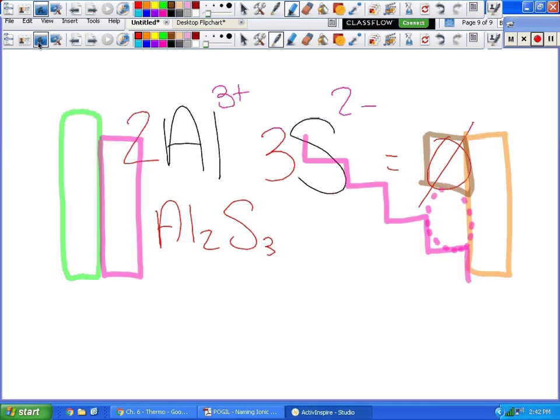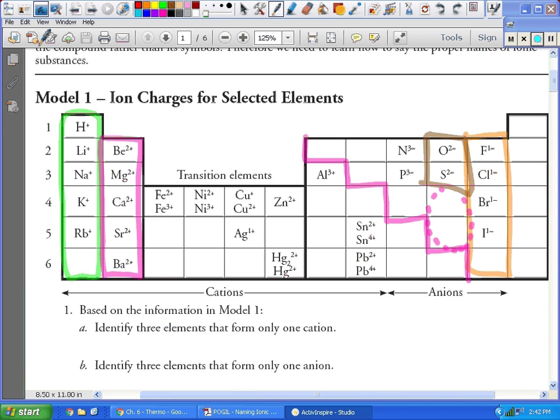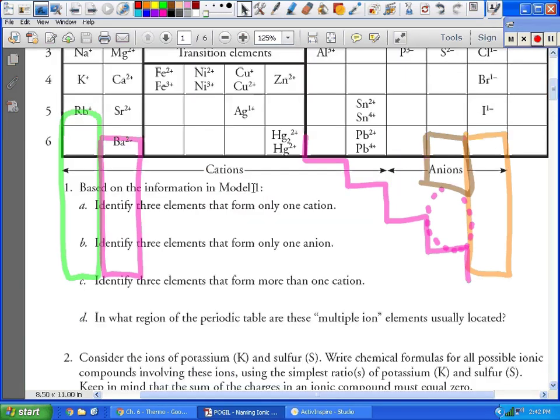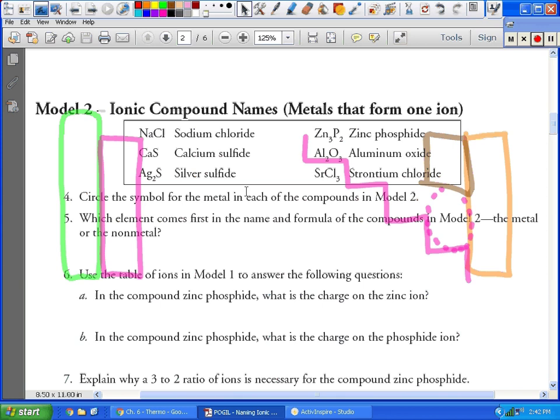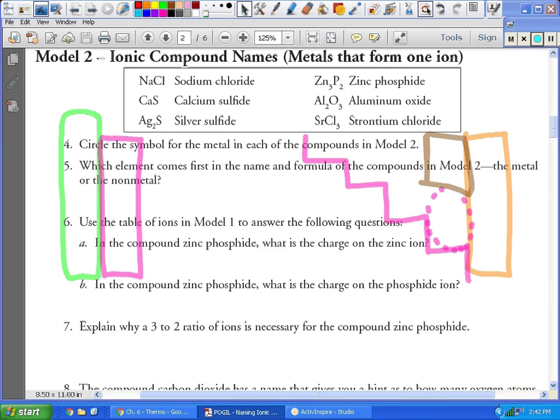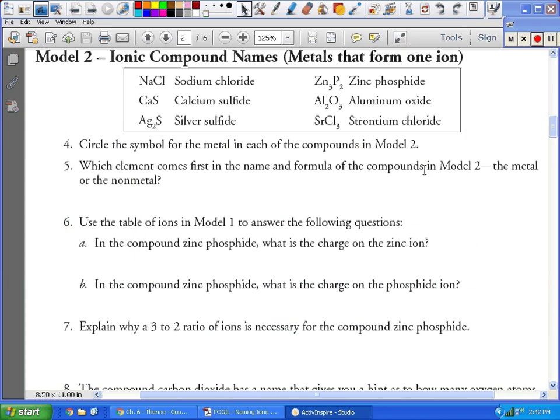All right. So now let's move on to where we stopped yesterday. It's going to make things make more sense. All right, question number 4. Circle the symbol for the metal in each of the compounds in Model 2. When you did that, what element did you circle in every single one of them? Very good. If you went back and looked, all of these first symbols are metals.